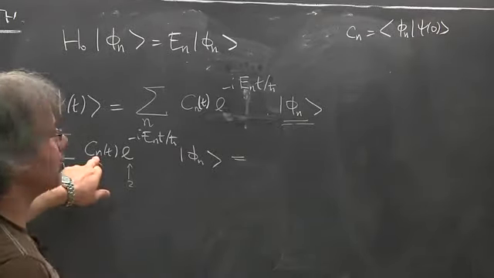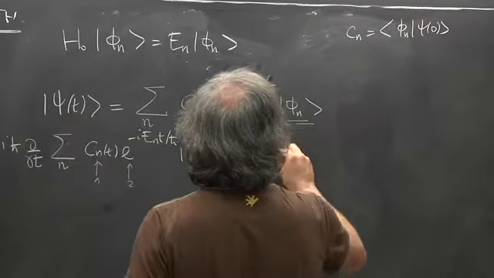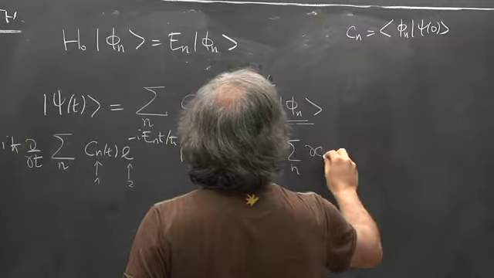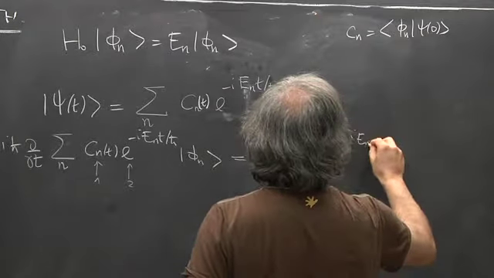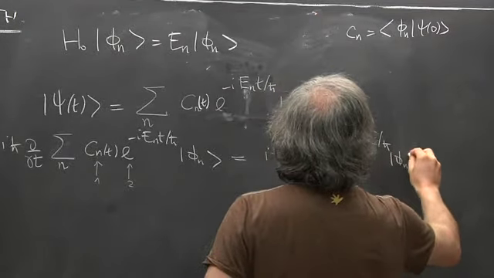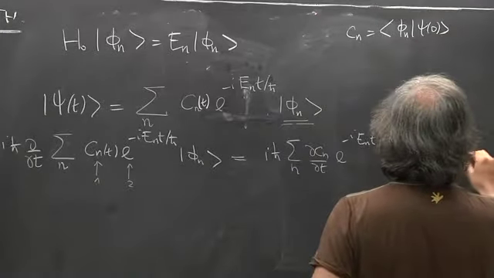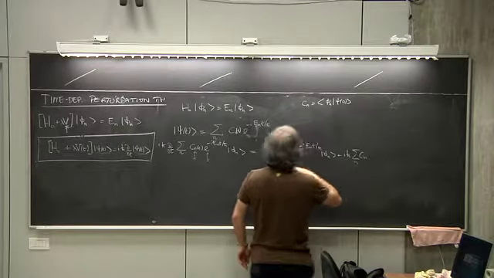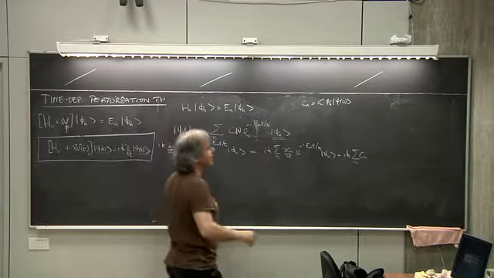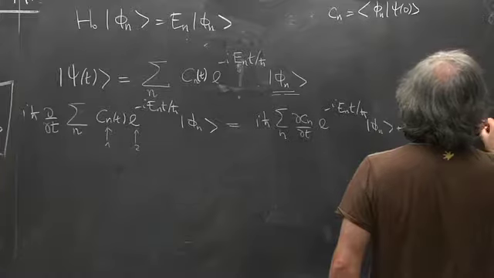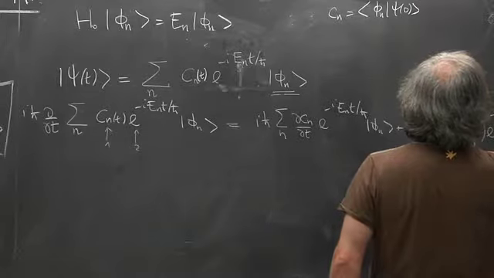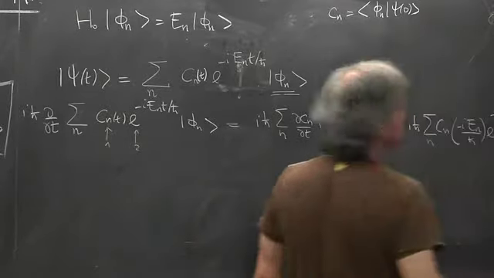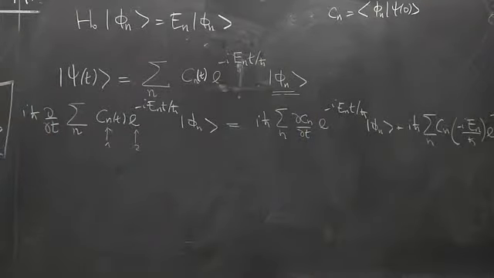Let me first write it in 1, and I have i h bar sum over n, the derivative of Cn, times the same phase, plus a second piece that is i h bar sum over n, Cn. Now, when I take the derivative of the exponential, I get down minus i En over h bar, and then I have the same exponential again. Is this clear? Very easy algebra. All right?